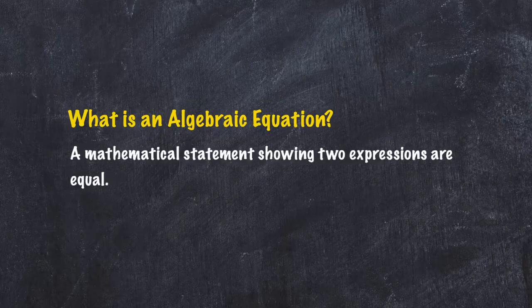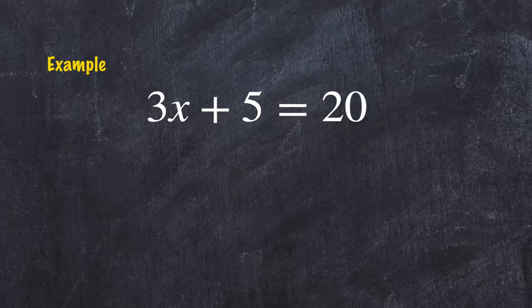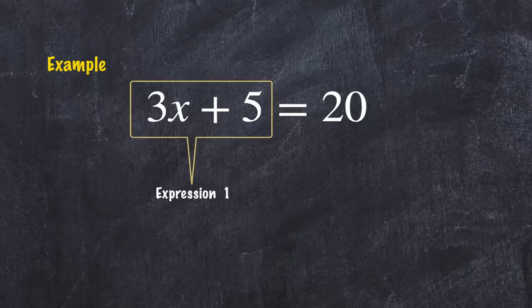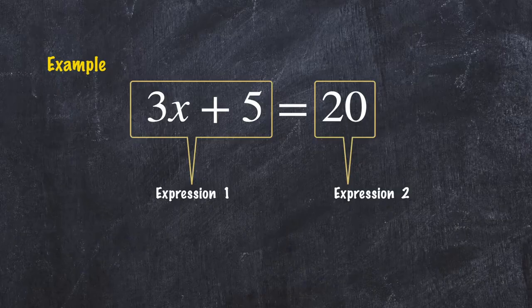We can define it as a mathematical statement showing two expressions are equal. What does this actually mean? If I have 3x plus 5 is equal to 20, what it means is that I have three important parts of this equation. I have the left hand side of the equation called expression number 1. The right hand side is expression number 2. And they are separated by an equal sign.